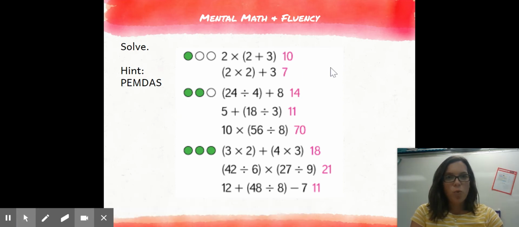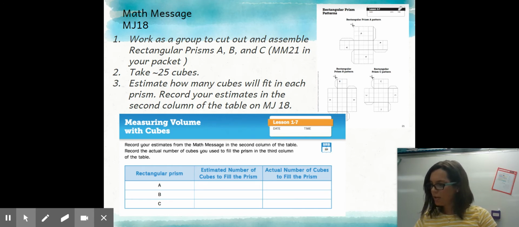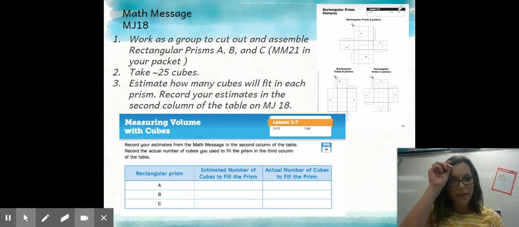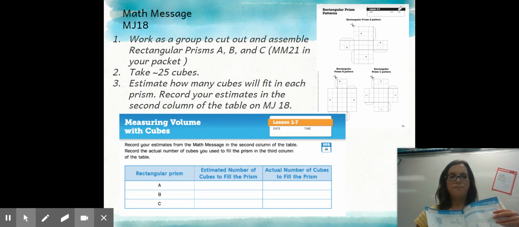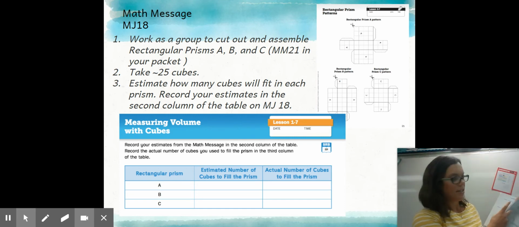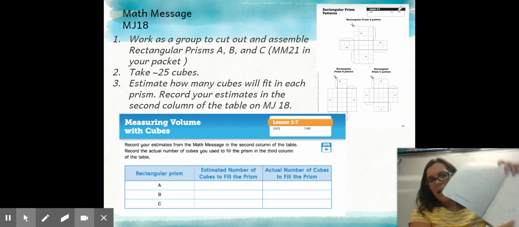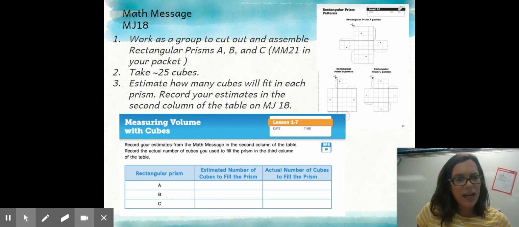So let's move on from our warm-up and we're going to go into our math journal. So you should be open to page 18 in your math journal. And I'm also referencing a sheet that you're going to find in the back of your math journal. So here I am on page 18, and there's little activity sheets at the back of your math journal. And this one is activity sheet 1.